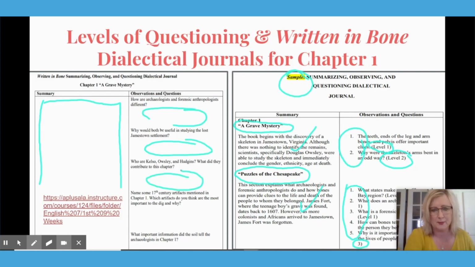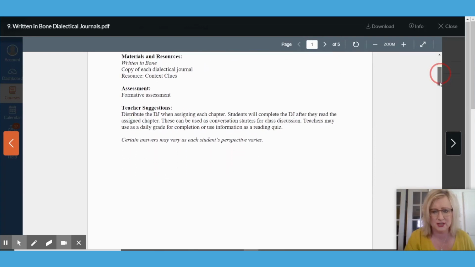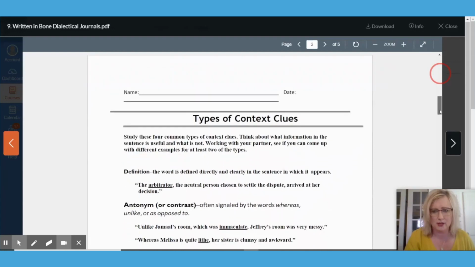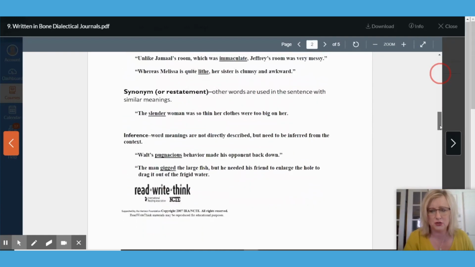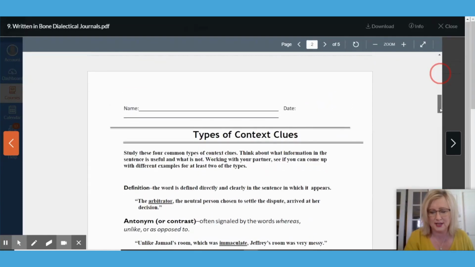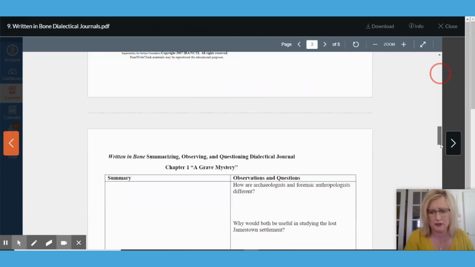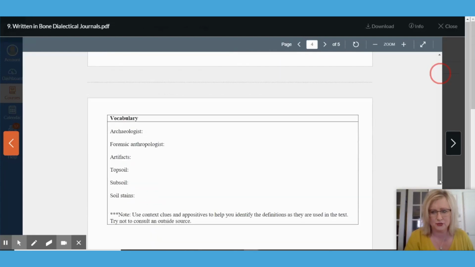Also, at the bottom of this lesson, you will see vocabulary words. With the vocabulary words, there is, and let me show you here. This is the lesson if we had it pulled up. Those are some suggestions again at the top of the page. The next resource you have is a context clue sheet that the students might need to use as they find the vocabulary definitions, because we're asking them to find them using context clues and not just looking them up online or in a dictionary. So there are your questions already written for them in the Dialectical Journal for Chapter 1.